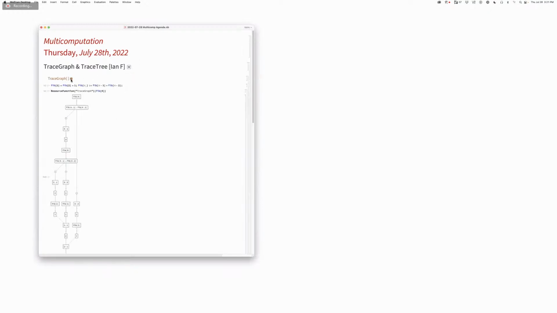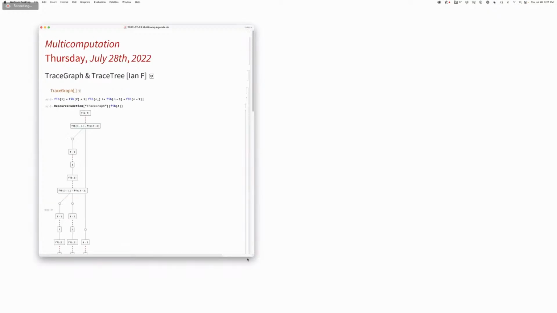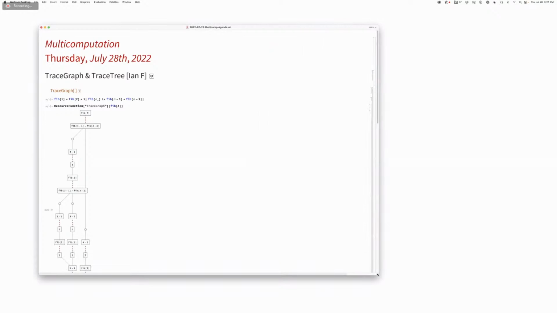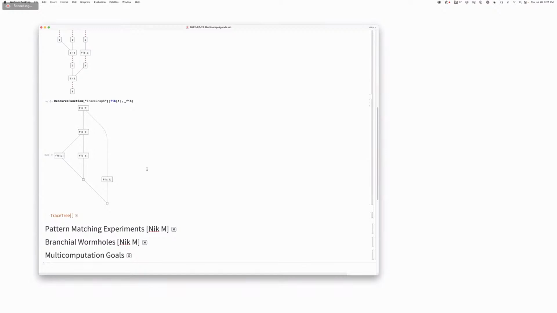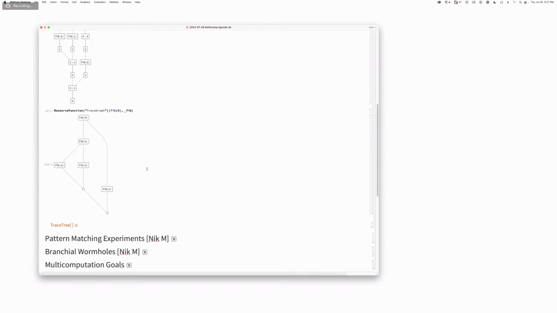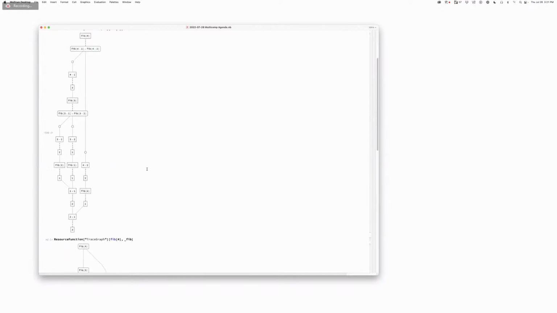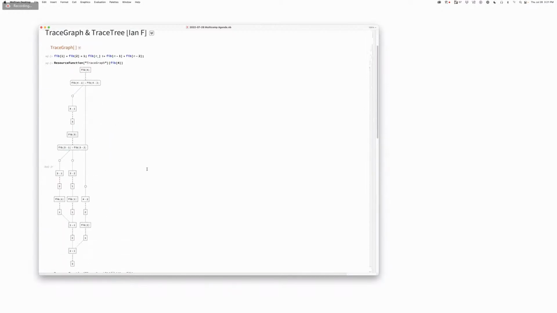All right, TraceGraph and TraceTree from Ian. Let's see, so these are now things in the Function Repository, is that correct? Yes. And TraceTree is something that we haven't properly reviewed, aside from bringing it up in the trees design review, that we needed to look at it again.